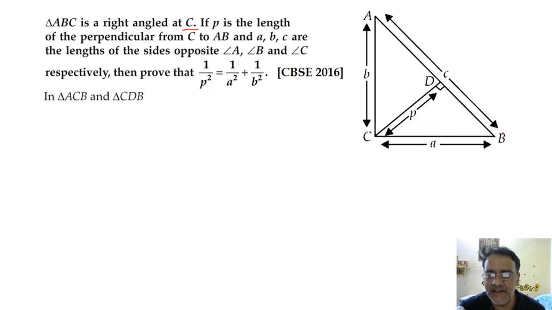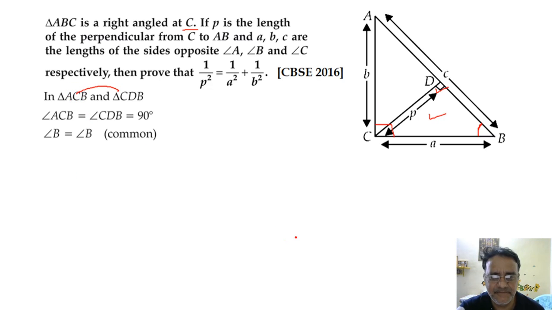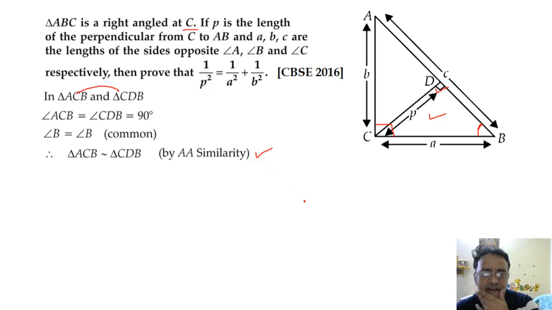A, C, B. ध्यान से देखो, A, C, B, full triangle and this triangle. So angle B is common to both the triangles, and this angle is equal to this angle, each 90 degrees. So therefore these two triangles are similar. By which criteria? By AA similarity. Now see, if these two triangles are similar, their corresponding sides are proportional. Now we are going to identify the corresponding sides. ध्यान से देखो जो मैं बोल रहा हूँ.